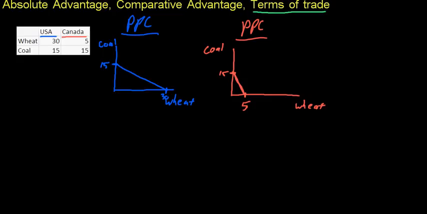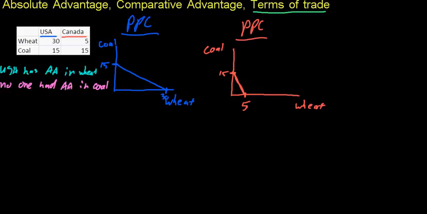So in the last video, we saw that the USA had an absolute advantage in the production of wheat. So the USA has, and I'm just going to write an absolute advantage, AA, in wheat. And then we also saw that no one had an absolute advantage in coal because 15 was equal to 15.